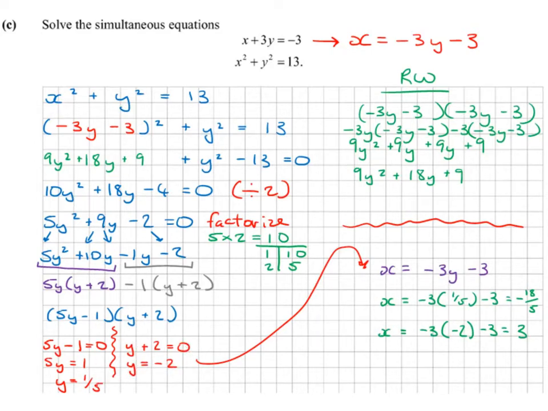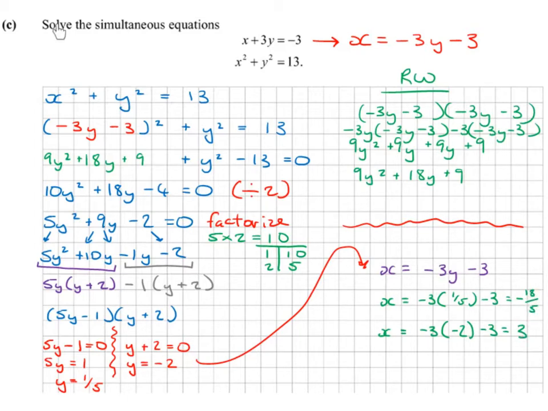Now I have two y values. I'm going to substitute both of them into the simpler equation to get my x values. So the simpler equation is x equals minus 3y minus 3. So I get x equals minus 3 multiplied by a fifth, minus 3, which is minus 18 over 5. And then x equals minus 3 times minus 2, minus 3, which is 3. So my x values are minus 18 over 5 and 3.